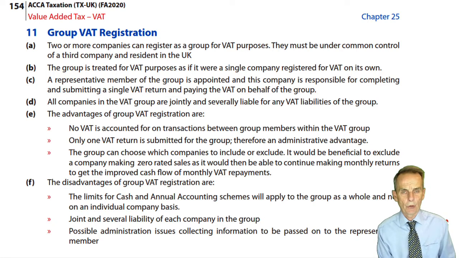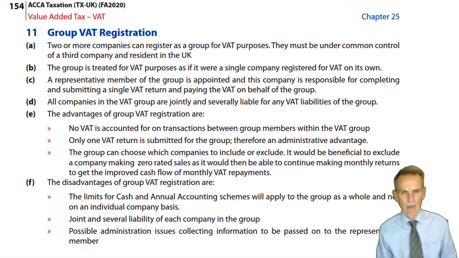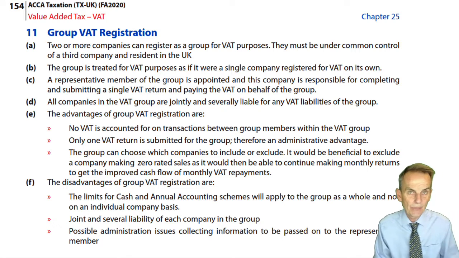Well, now, if you've got a group of companies, this group defined as being a 51% group, you don't have to have 75%. It's only a 51% shareholding that is required between the parent and the subsidiary company. Then those companies, if they choose, can enter into a group VAT registration. So, in essence, it's very simple. If they choose to do so, then only one VAT return will need to be submitted rather than each company submitting their own VAT returns.